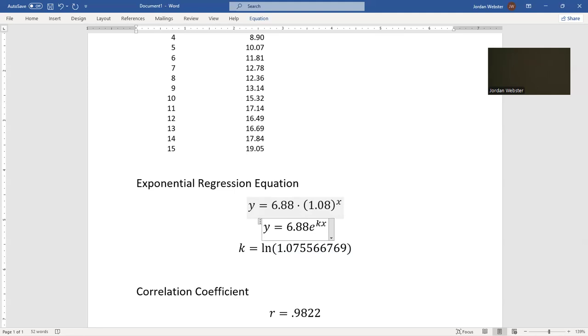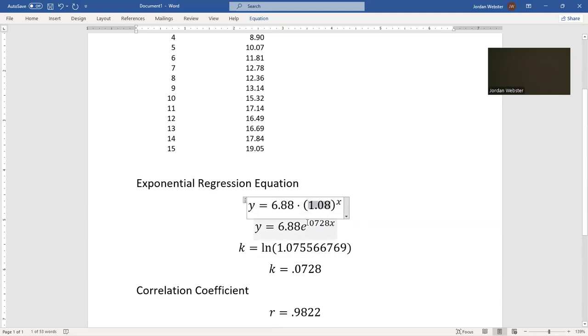And in this case, if you wanted to use base E, then you'd have to raise it to that K power. And by the way, that K comes out being about 0.0728. So if you want to write it as base E, you just take the natural log of this value, and you can have that as your coefficient of X in the exponent of E. Hopefully that makes sense. Again, this is what the calculator gives. If you want to rewrite it in base E, you can do some simple algebra.